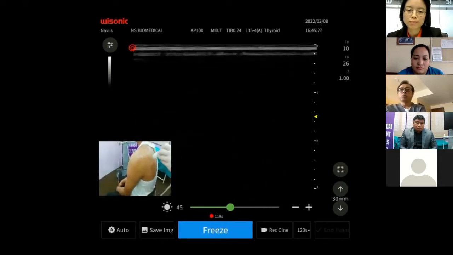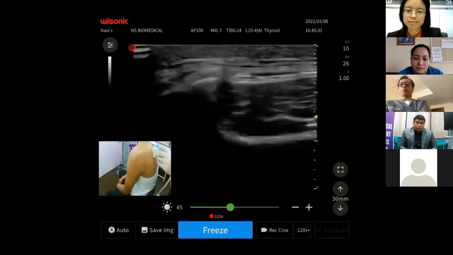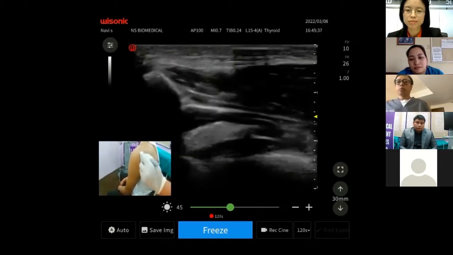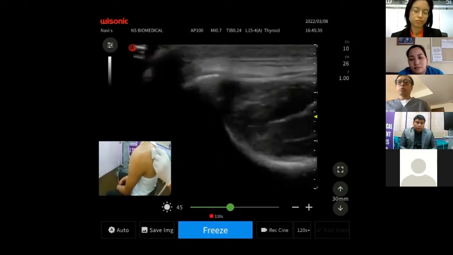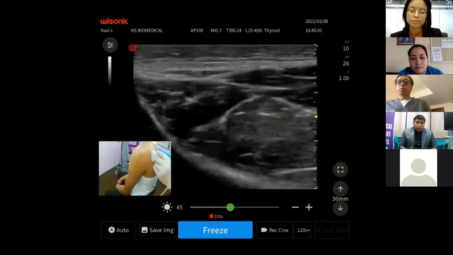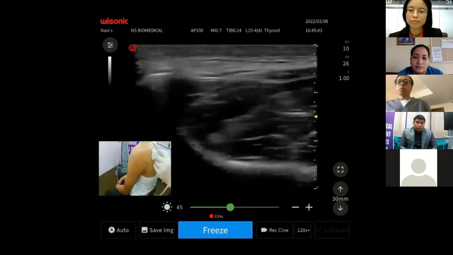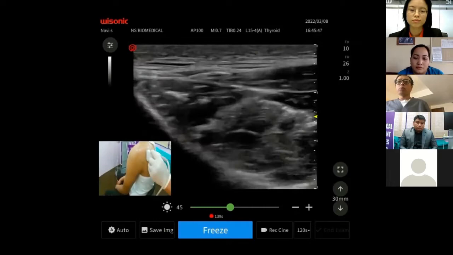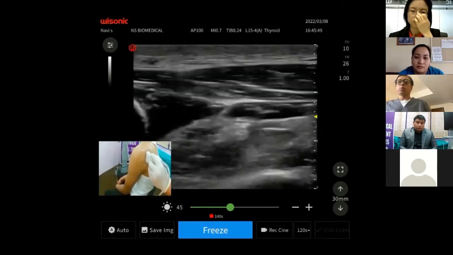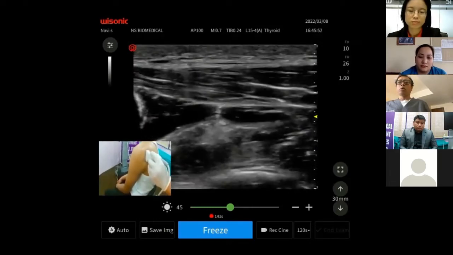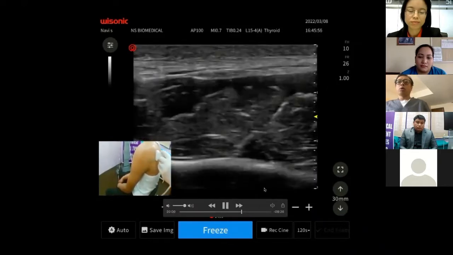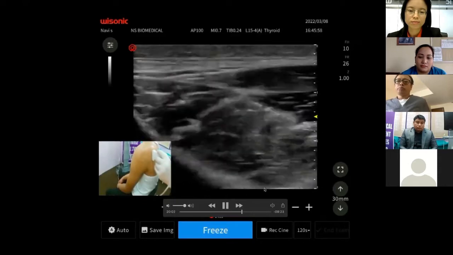Now going inferiorly to the spine, the infraspinatus muscle belly on the short axis, we scan it like this, just below the spine of scapula, medial to lateral. After identifying the infraspinatus muscle belly in the short axis, as we go laterally, we can see the teres minor coming into the picture. So below the infraspinatus, there is the teres minor muscle.